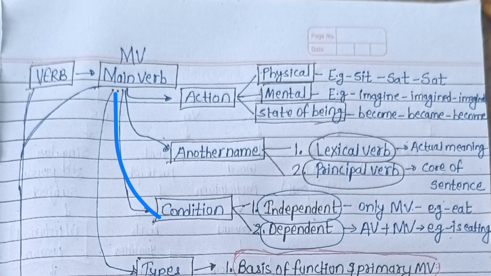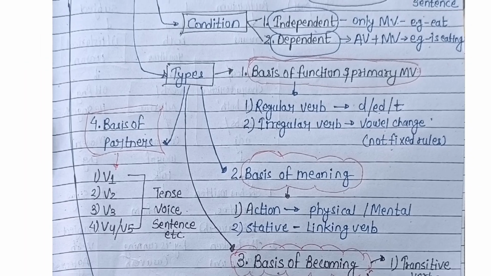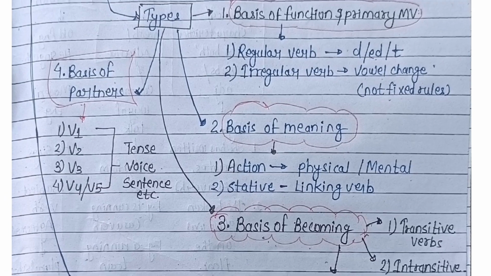Now, where is it used? Main verb is used in two conditions: one is independent and another is dependent. In the independent condition, only the main verb is used, like I eat, I sit, I speak. And in the dependent condition, we use it with an auxiliary verb, like she is sleeping, she is eating, he is going. It means with an auxiliary verb.